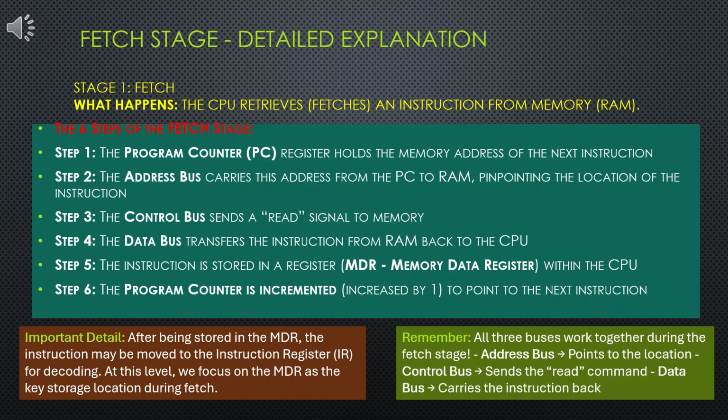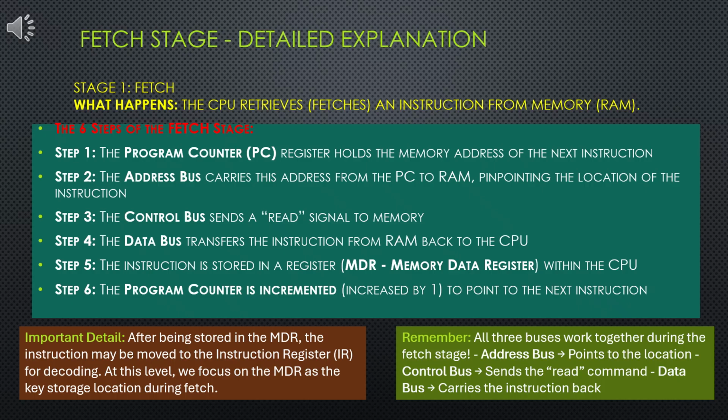Step 2. That address is sent out along the address bus, pointing to the exact location in RAM where the instruction is stored. Step 3. The control bus then sends the specific read signals to the memory system, authorizing the transfer of data. Step 4. The actual instruction then travels back from RAM to the CPU via the data bus.